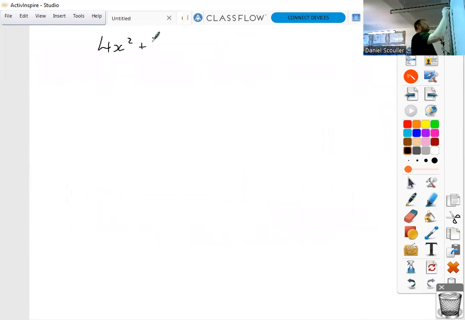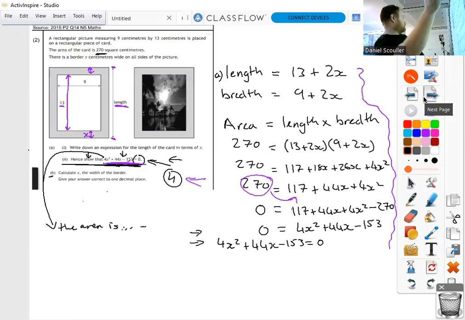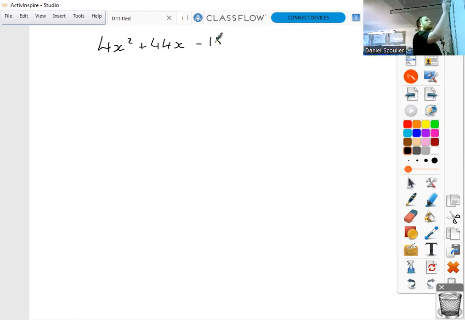4x squared plus 44x minus 153 equals 0. Now they're asking you for a value of x, so they're asking you for a solution. What solution would make sense? This is a quadratic, so to find the solution of a quadratic, essentially it's asking us to factorize that. Now this is in the calculator paper. It's quite a difficult looking sum, so what I'm going to use is the formula sheet.